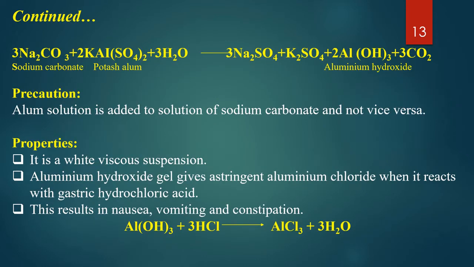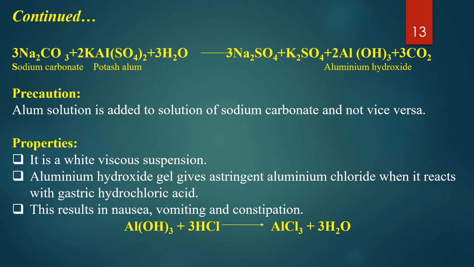3 molecules of sodium carbonate react with 2 molecules of potash alum in the presence of water to form 3 molecules of sodium sulfate, potassium sulfate, and 2 molecules of aluminum hydroxide with the evolution of carbon dioxide gas. Precaution: alum solution is added to the solution of sodium carbonate and not vice versa.